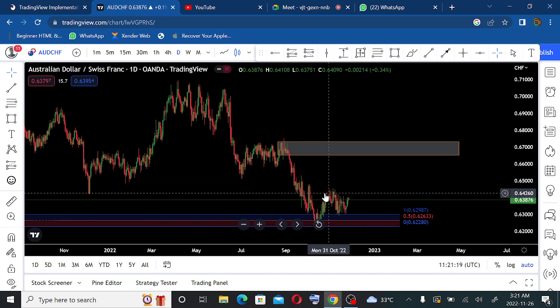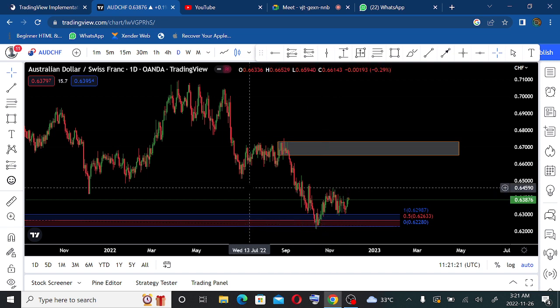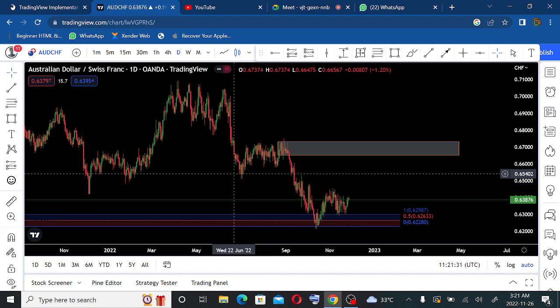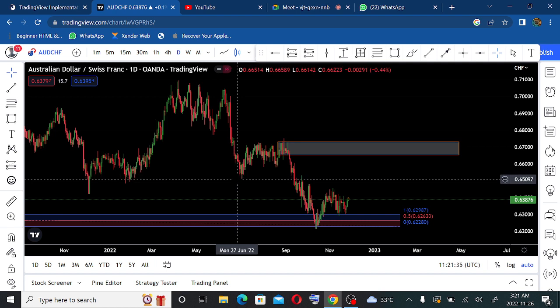Now we have someone who asked me to analyze AUD CHF, that is Australian dollar Swiss franc. So now what I want to do is go down to how I do my analysis: we go from top to bottom, just as we've been doing with other analysis.